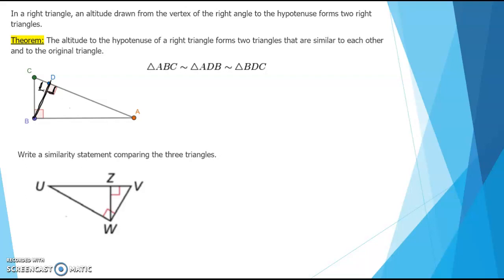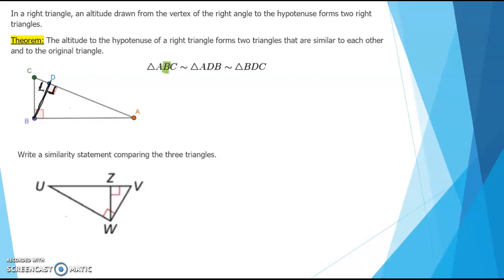So if I look at this first triangle, A, B, C, B is where my right angle is. And I never cross over the hypotenuse when I name this, A, B, C. It goes from the long side to the short side.